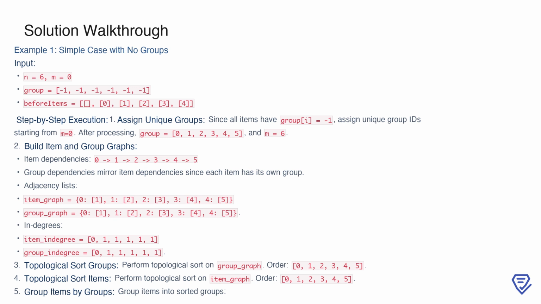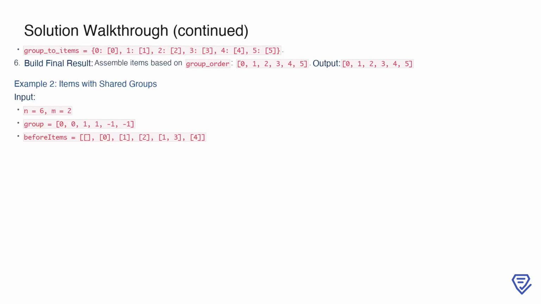We then calculate the in-degrees for both items and groups, which show how many dependencies each node has. Finally, we perform a topological sort on both the item graph and the group graph. Since there are no cycles, the sorted order for both items and groups is straightforward, 0 through 5. Now that we have the topological order of groups and items, the next step is to group items by their respective groups. Here, because each item is in its own unique group, the mapping of groups to items simply places each item in its corresponding group.